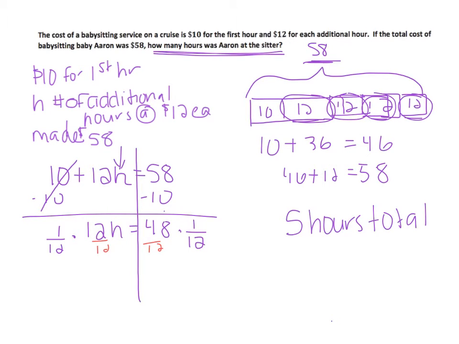Either way, 48 times 1/12, 1/12 of 48, or 48 divided by 12, is 4. But remember, that just gives us the additional hours. So we need to add on that first hour. So he babysat 5 hours total. Didn't matter which way we did the problem, algebraic or with the model.